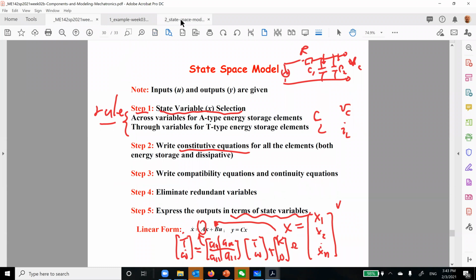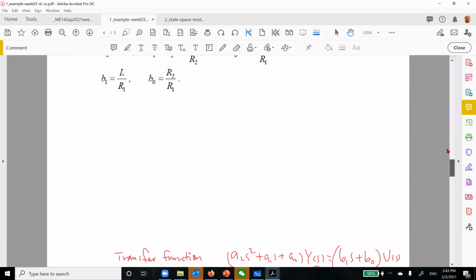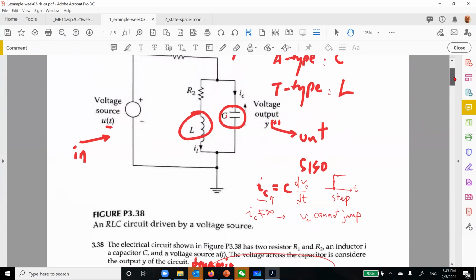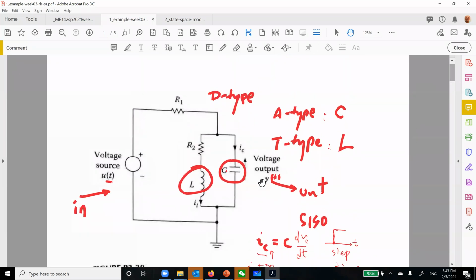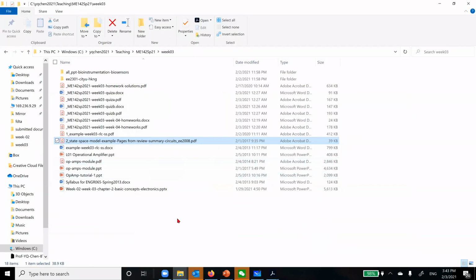So you should be equally fluent regarding mechanics system modeling versus electrical circuit system modeling. So again, you need to identify in and out, what is the energy storage element, and they are independent variables. With that, I'm going to go to this part about our quiz.